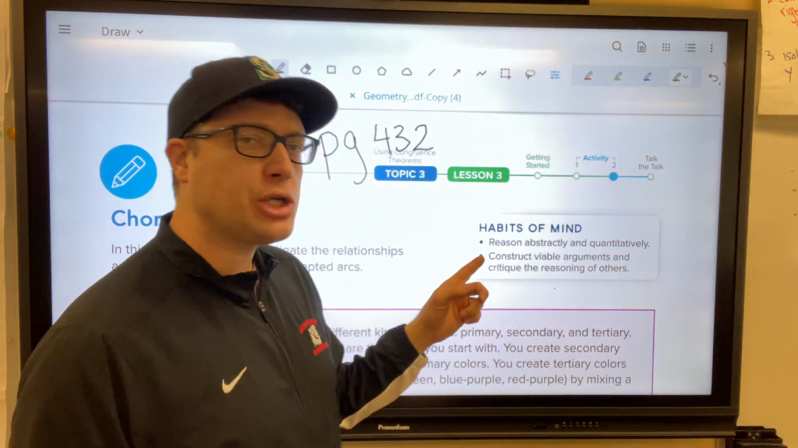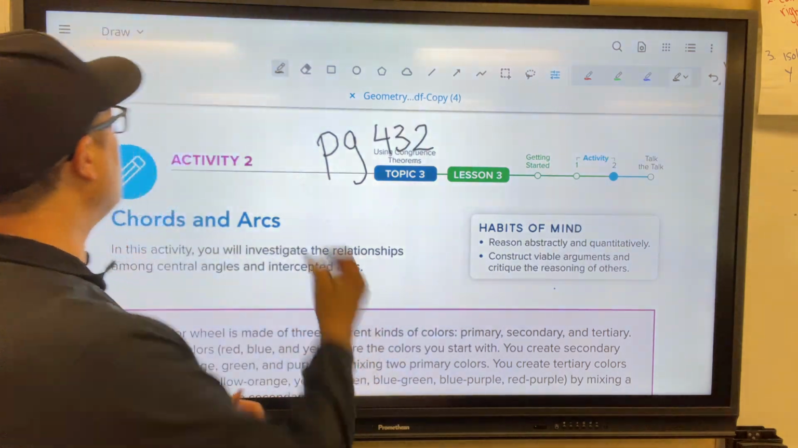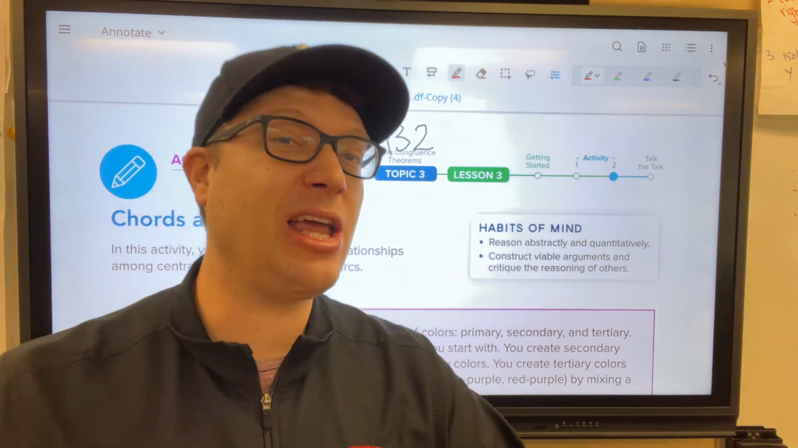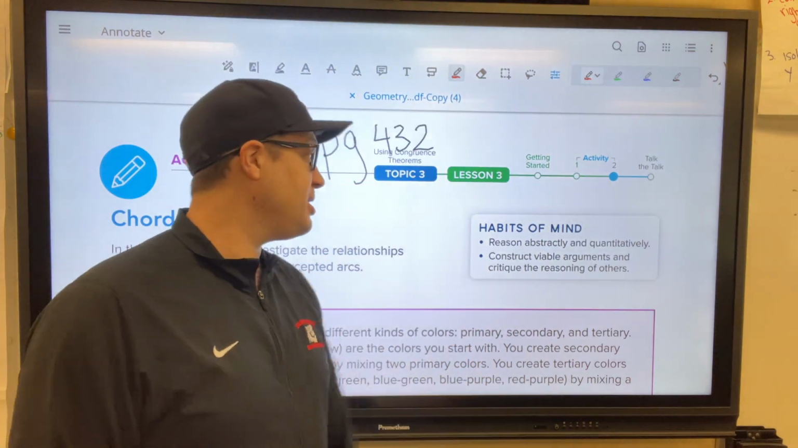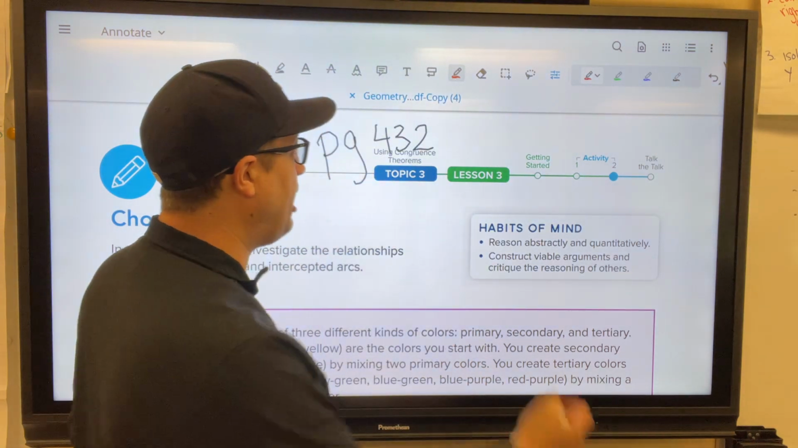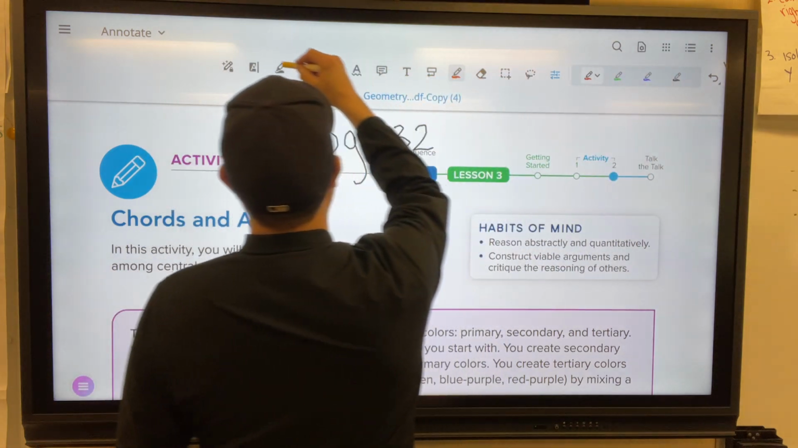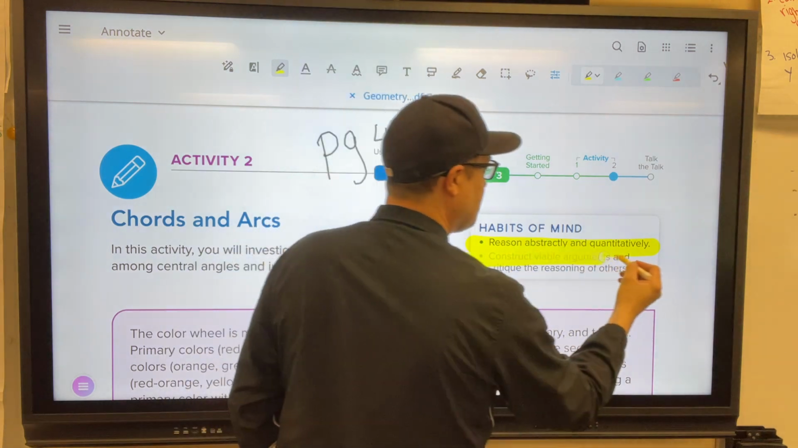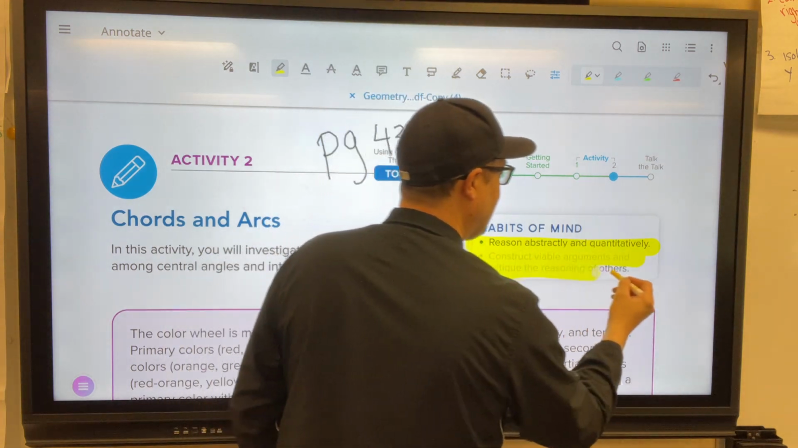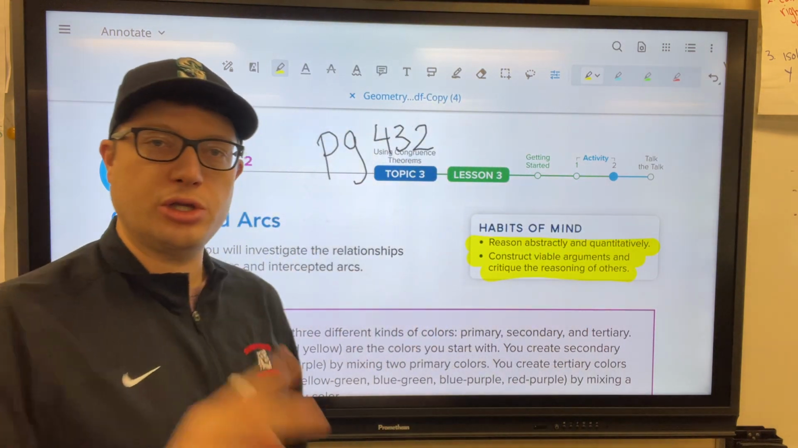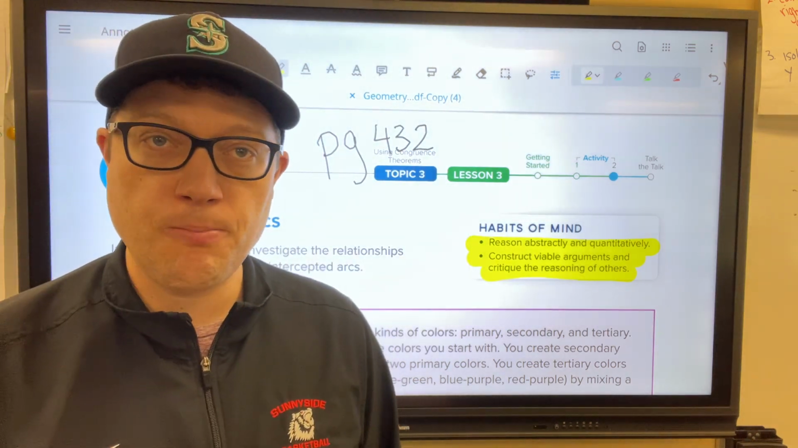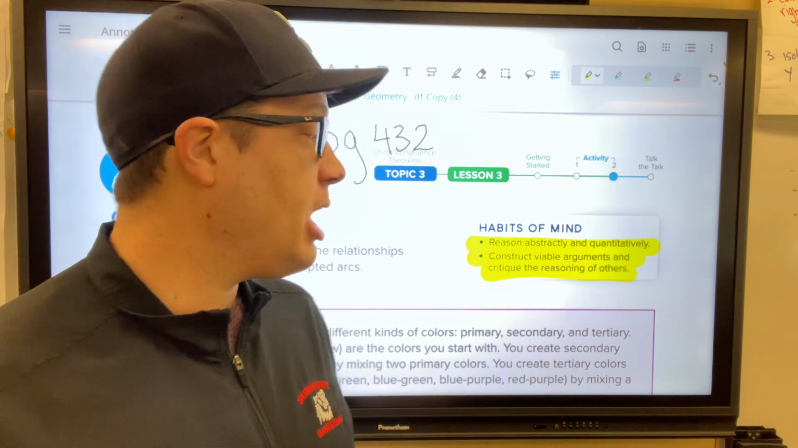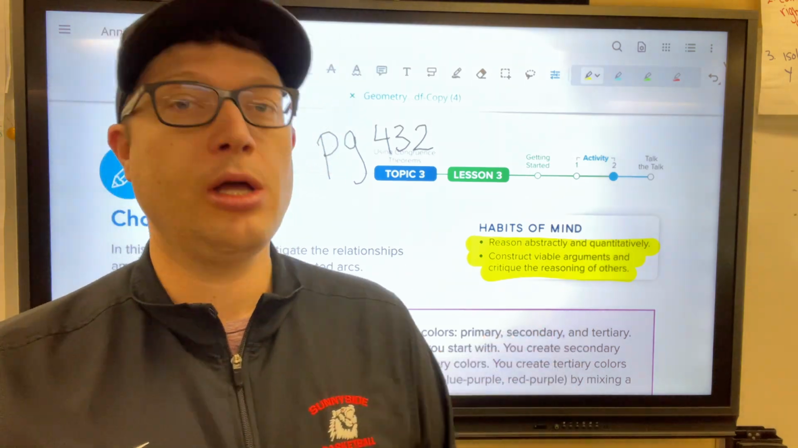For a reminder, make sure that mathematicians, people learning how to be successful in mathematics, think mathematically and argue completely. So in this lesson, we're going to be talking about how you are reasoning abstractly and quantitatively, and how you are constructing viable arguments and critiquing the reasoning of others. Those are the two things that we need to make sure you are continuing to build on. How are you going to reason abstractly, and how are you going to construct an argument throughout the process of this video?